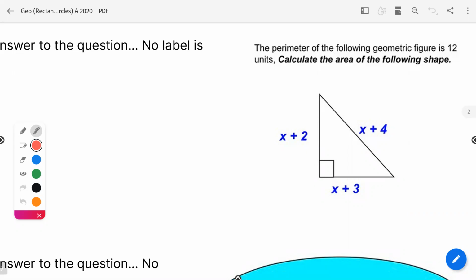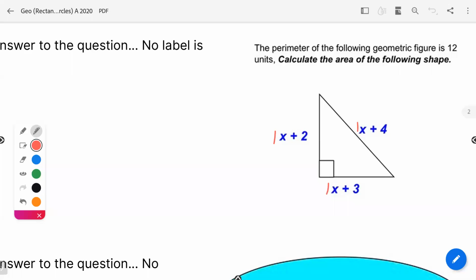Algebra. Look what we're doing here in this problem. They're telling us that the perimeter of this shape, a triangle, is 12, yet we don't know what the value of each of the sides is. What they do is give us a mathematical expression. They tell us one of these sides is 1x plus 2. Another side is 1x plus 3. And last but not least, the third side, the longest side, is 1x plus 4.